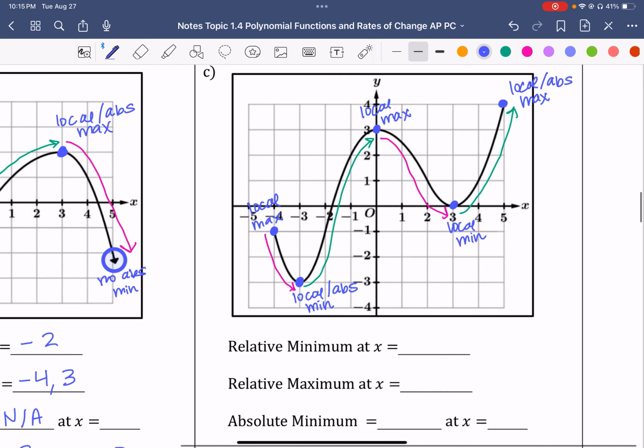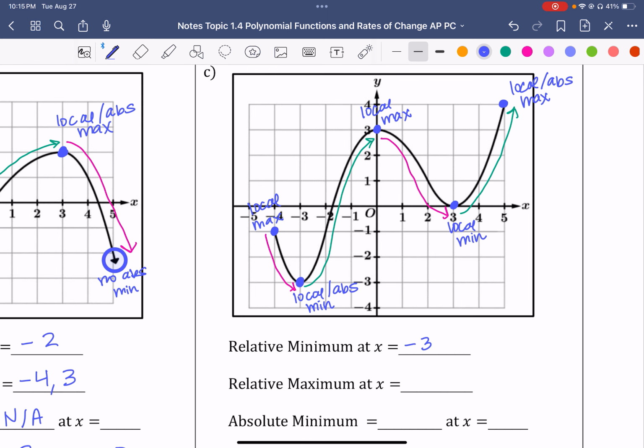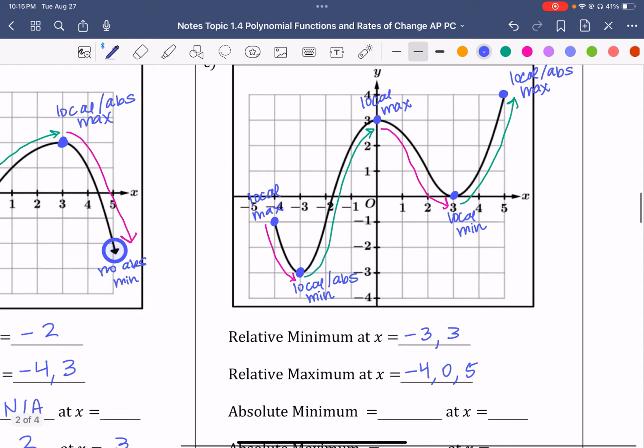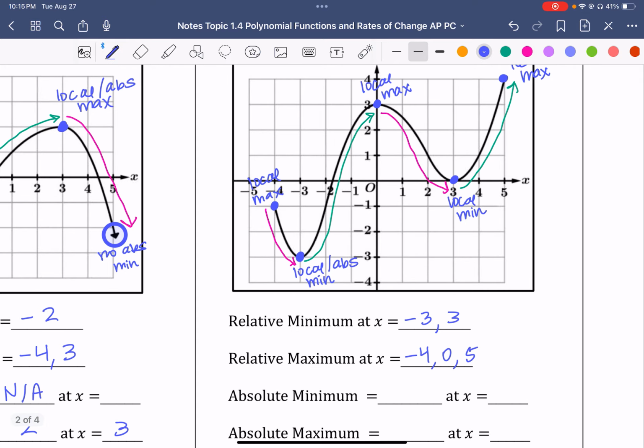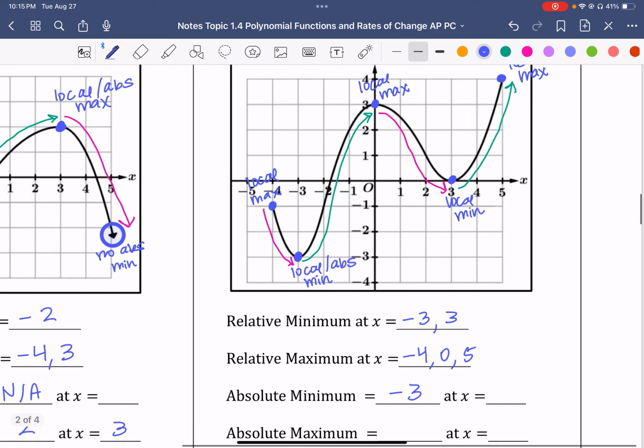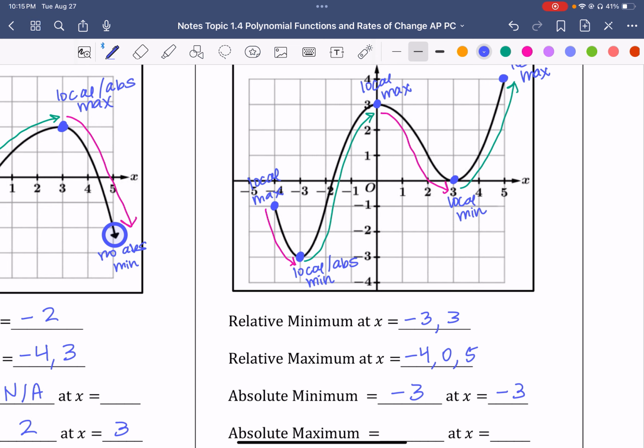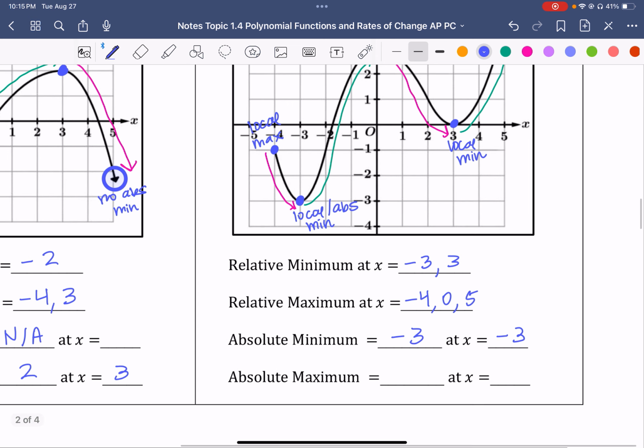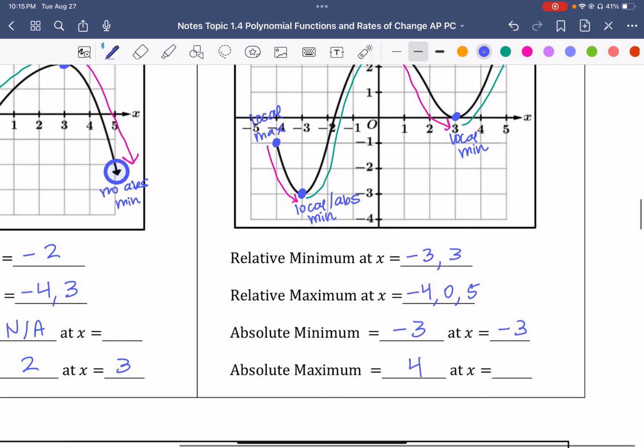Okay, so for relative minimums, I have x values at -3 and +3. For the relative maximum, the x values are at -4, 0, and 5. For the absolute minimum, it occurred when y was equal to -3 at x equals -3, and the absolute maximum was at +4 when x was equal to +5.